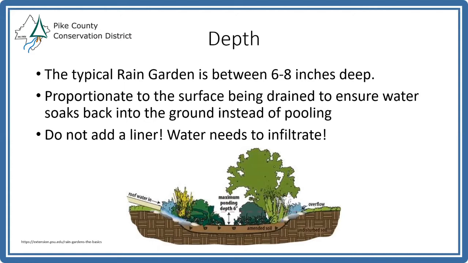And also very important, don't add a liner. Most gardens have garden liners when you're creating a garden from scratch, but that completely defeats the purpose of the water infiltrating down into the soil. And as you can see in this picture here on the right-hand side, this garden has a liner, and so the water is overflowing out onto the other side of the garden.